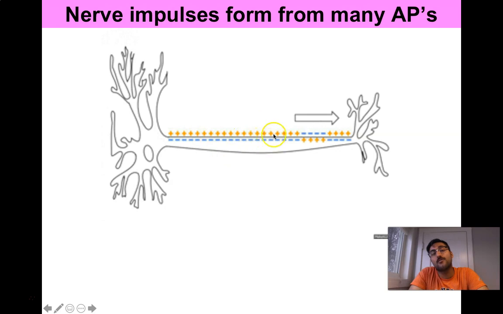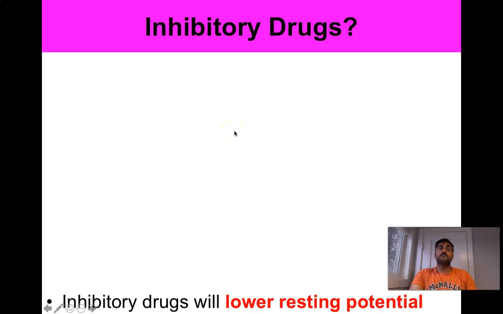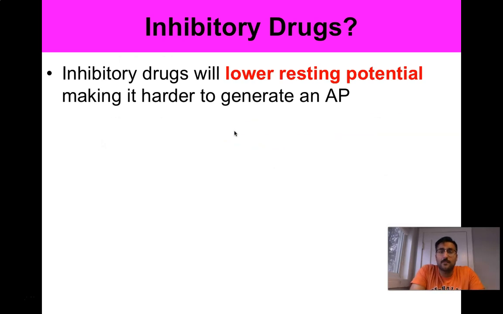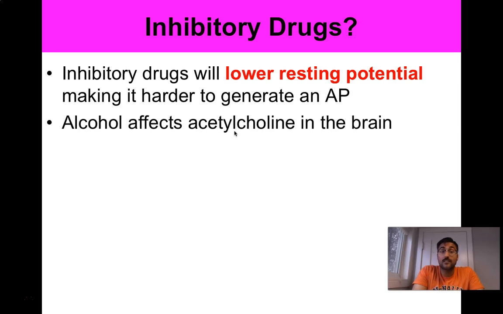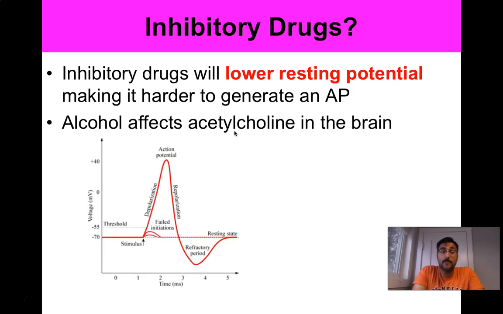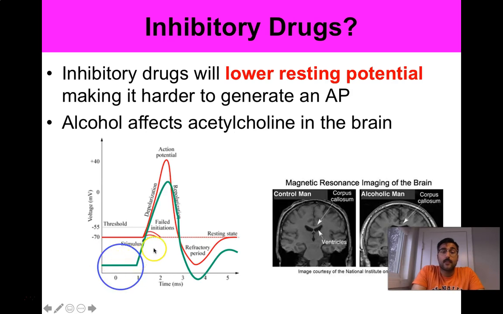The whole reason why I was trying to explain potassium coming in, sodium coming out, is because we have to explain how this propagation is actually happening. It's not just positives and negatives, it's about the movement of sodiums and the movement of potassiums. Some drugs obviously lower resting membrane potential and make it harder to generate an action potential. Alcohol affects a neurotransmitter called acetylcholine in the brain. So alcohol basically reduces the resting membrane potential to way below negative 70 millivolts.